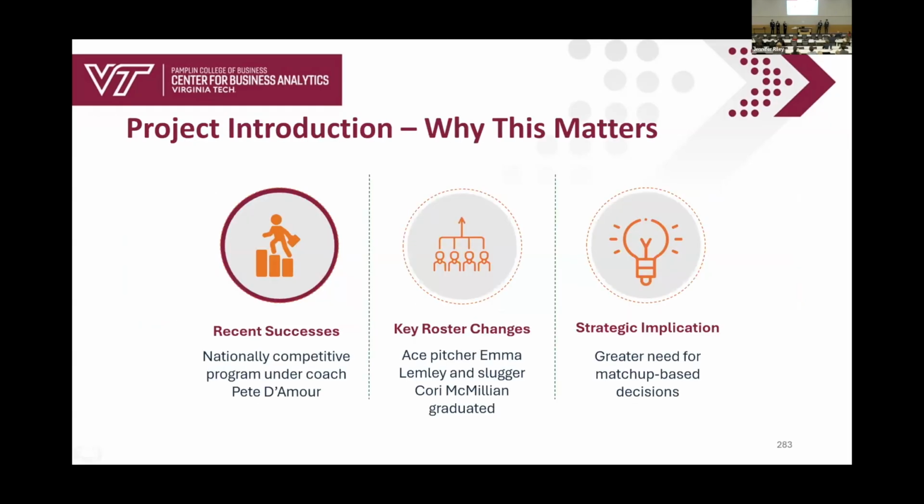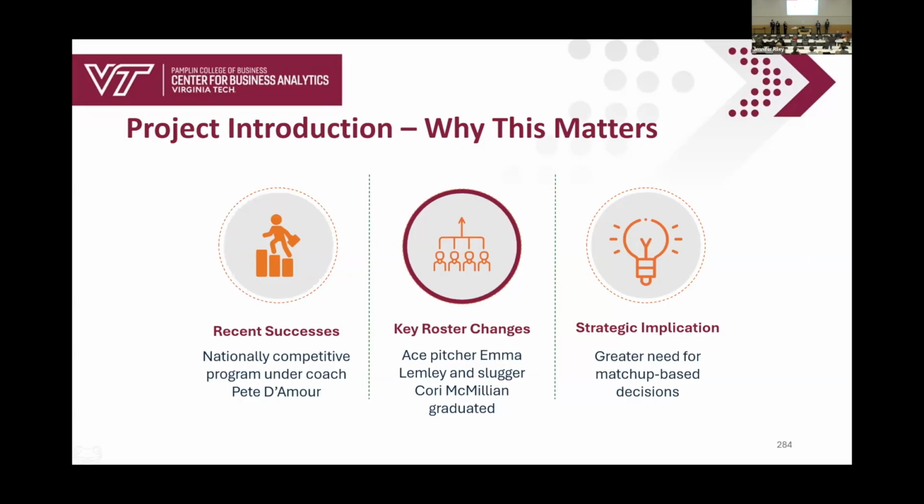So to get started, going into how this project came to be, where it all began, it really starts with the recent successes of the Virginia Tech softball team. They're really good. They're one of Virginia Tech's highest performing athletic programs, and they want that to continue. However, there were some very key roster changes at the end of the 2025 season, where they lost their best pitcher, Emma Lemley, and their best hitter, Corey McMillan, both in the same season due to graduation.